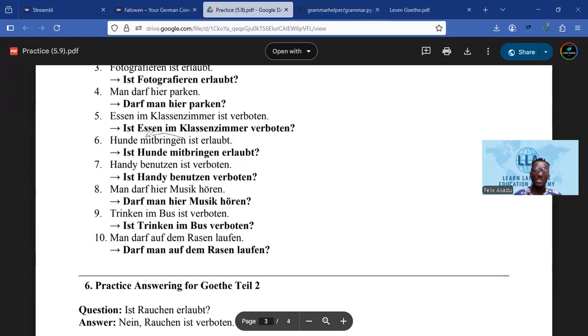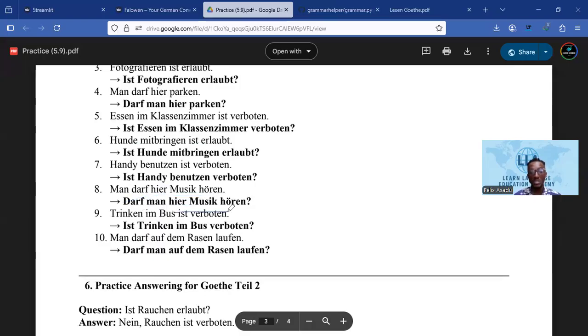Hunde mitbringen. Mitbringen is to bring something along, right? So Hunde mitbringen is allowed. So this one is the subject, right? That means that bringing dogs along is allowed. So since there is the auxiliary verb here, if I want to form a question, I'll bring the ist here and I'll bring the Hunde mitbringen. So it's going to be ist Hunde mitbringen erlaubt. And man darf hier Musik hören. You may listen to music here. We bring the darf as number 1. So darf man hier Musik hören is going to mean that you may listen to music here.